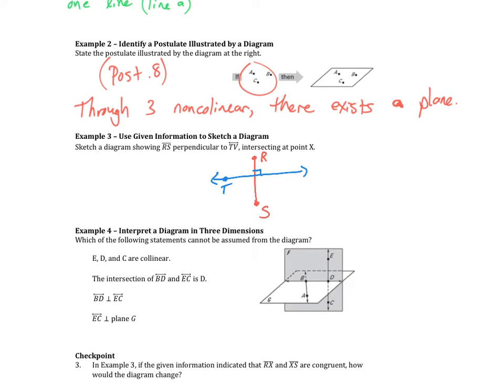Line TV, and it crosses at point X. So this point right here is point X. That's how that would look. The blue one has to have arrows because it's line TV. The red one does not have arrows because it's segment RS. You need to have the right angle box. You need that box to show it's perpendicular, and you got to put point X there. So that's what that sketch would look like.